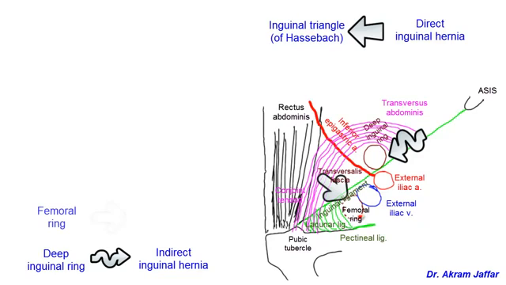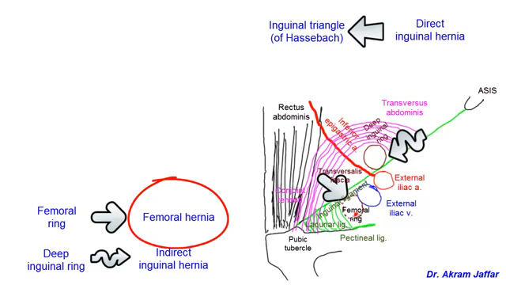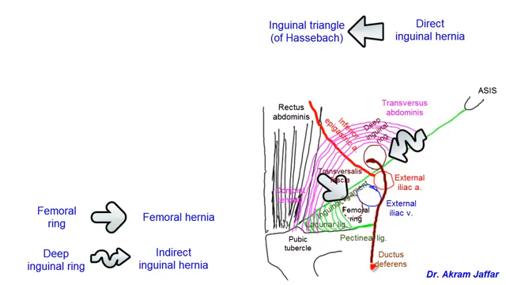Through this ring, a hernia might push itself from the abdomen into the femoral triangle, and this is called the femoral hernia. Now I'm going to add some more details to this diagram. Passing through the deep inguinal ring is the vas or the ductus deferens. And this vas or ductus deferens will cross the inferior epigastric artery on its way into the pelvis.